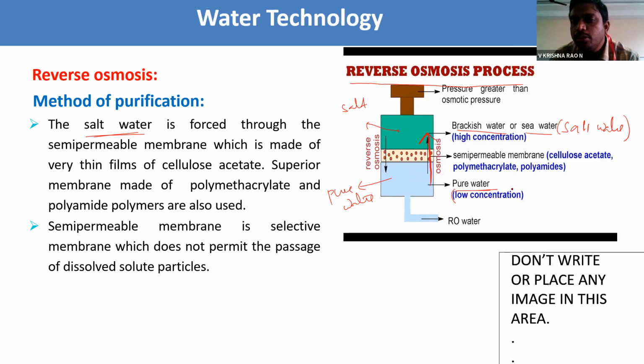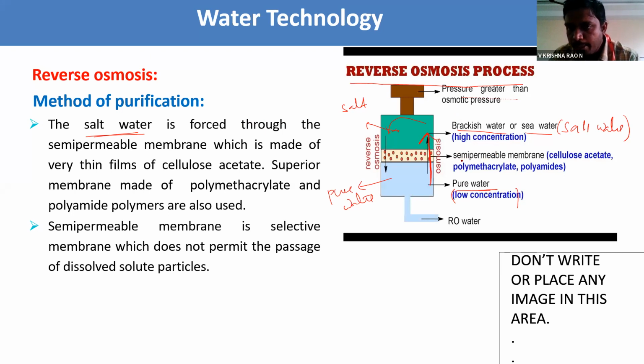Low concentration to high concentration is what takes place in osmosis. But here it is happening in a reverse direction, from high concentration to low concentration. So it is reverse osmosis through the semi-permeable membrane. A pressure greater than the osmotic pressure is applied on the highly concentrated solution in the presence of the semi-permeable membrane.